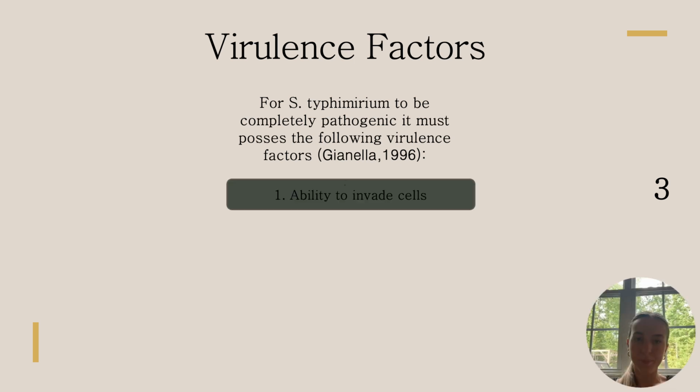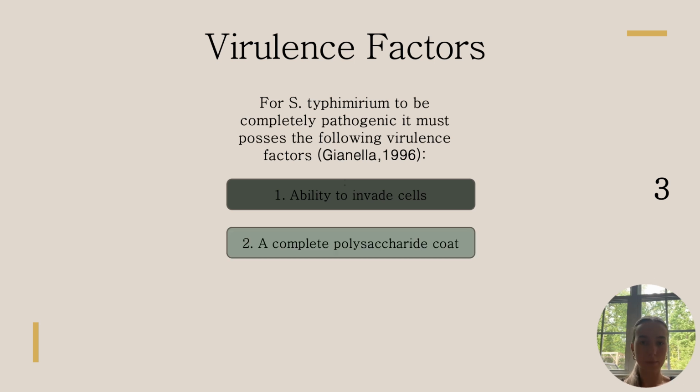So in order for Salmonella typhimurium to be completely pathogenic, it must possess the following 4 virulence factors. Number 1, the bacteria must have the ability to invade cells, which is pretty easy for Salmonella typhimurium to do because all it involves is the ingestion of food.